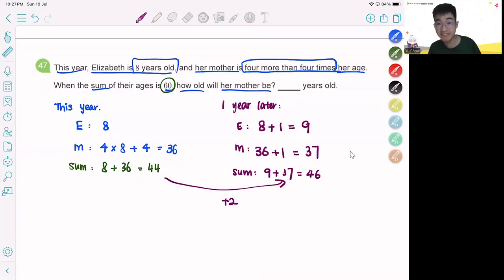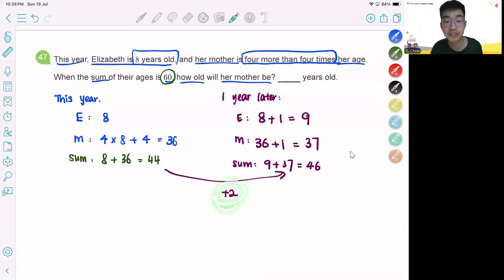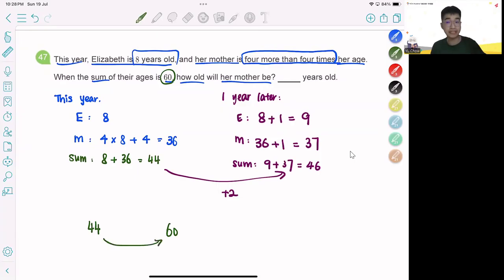Now, the reason is simple. That's because in 1 year, Elizabeth grows old, mother also grows old. They both grow old together. So the age sum of two people will actually increase by 2 every single year. So from 44 to 60, which is our target age sum, how many years have actually passed? First, we find out what's the total increase in the age sum. The total increase is 60 minus 44 equals 16.